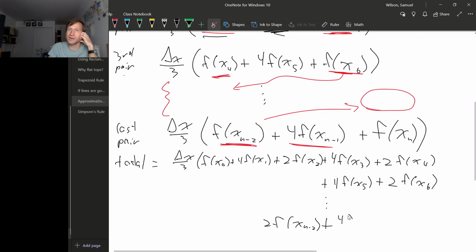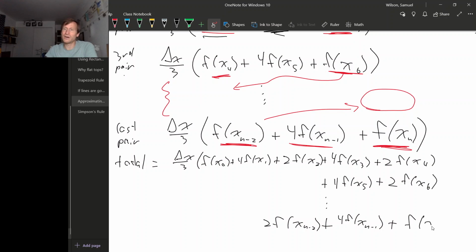So 4 times f of x sub n minus 1 plus, and then for the very end point, the far right-hand end at x sub n, that only shows up once. There is no next line for x sub n to show up as a left-hand endpoint. So x sub n really only shows up once. So 1 times f of x sub n.